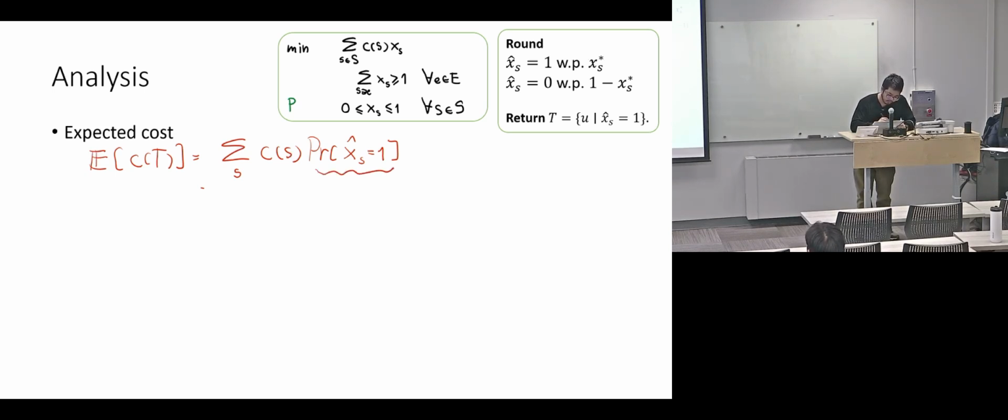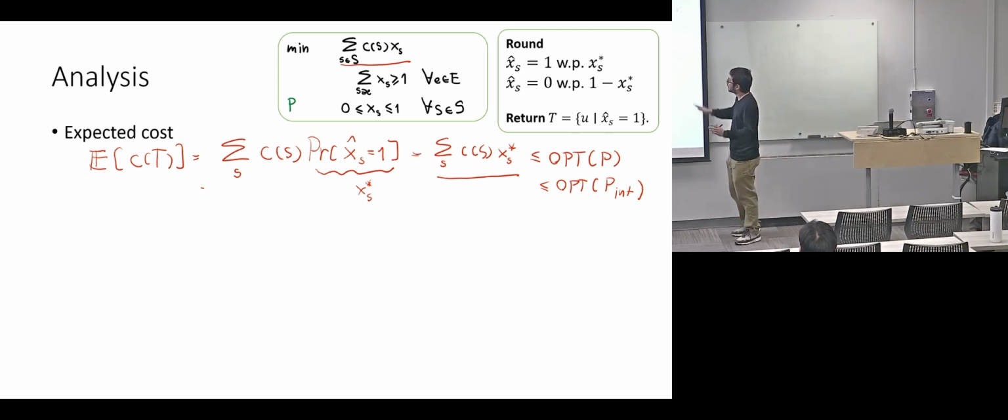What is this? It's x star S times C S. What is this? Just the non-integral one? Yeah, it's the optimal LP value. It's exactly this thing for x star. So it's the optimal value of the LP, which is at most the optimal value of the IP.